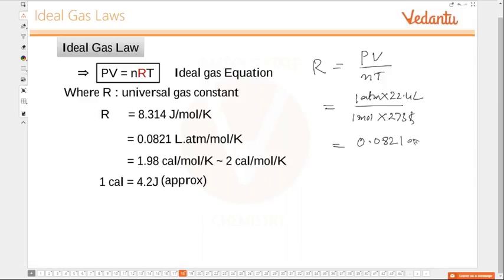All these units you have to write: atmosphere liter per mole per Kelvin. Okay? This is the value. This is what you have got here.